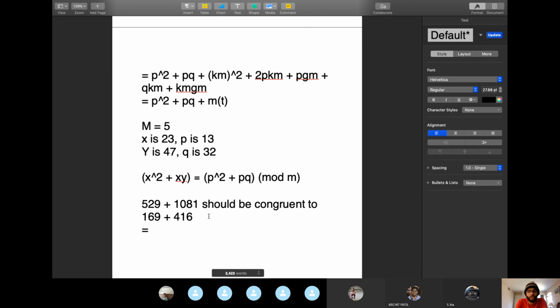I am not sure if my mental math was right, but let's just check. 529 plus 1081 should be 1610, and 169 plus 416 is 585. They should be congruent to each other mod 5. Are they congruent? Yes, both of them are multiples of 5. I just randomly picked some numbers and now we got multiples of 5. Actually, I didn't even have to do the addition. 9 plus 1 was 0 and 9 plus 6 was 5. So both of them had to be multiples of 5.